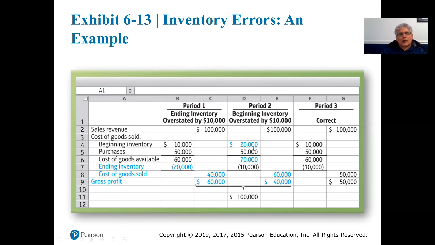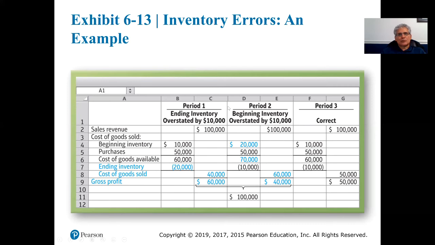With this being overstated, we have more costs here than we should have. So beginning inventory plus 50,000 of purchases gives us a total of 70,000 available. And then we subtract the ending inventory. In this case, we assume this to be correct now. The ending inventory at this time was right, and that gives us a cost of goods sold of $60,000. Now, between the two years, if the beginning of period one is right and the ending of period two is right, then we're good to go.